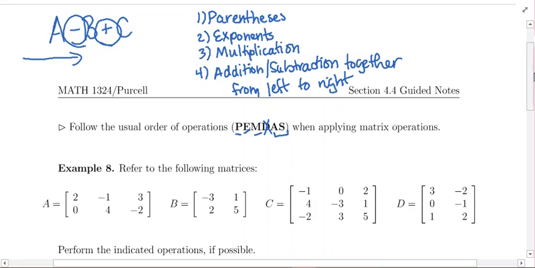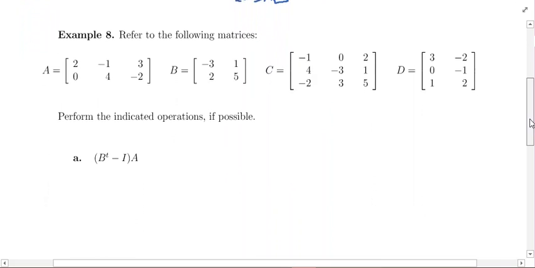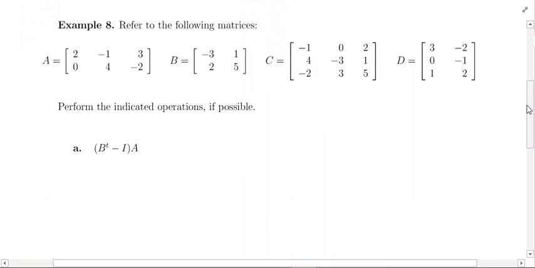So we are going to follow the usual order of operations. In example 8, we are going to refer to the following matrices throughout this problem, A, B, C, and D of varying sizes. We're going to perform the indicated operations if possible, because remember, you've got to follow the rules for adding, subtracting, and multiplying to see if you can do those operations.